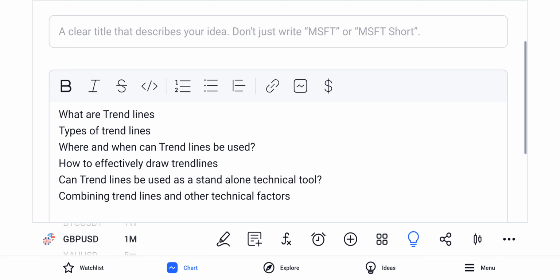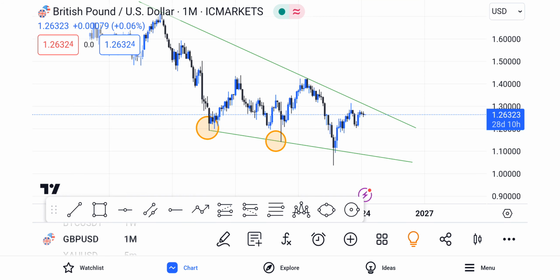so how to effectively draw trend lines. So I think we already talked a little bit about this, how to effectively draw your trend lines. For you to effectively draw your trend lines, first things first, you need to identify the market in which you are trading in. Is it a downtrend? Is it an uptrend? Is it a consolidatory market? And the second thing is you need to start drawing your trend lines from the origins of the move.